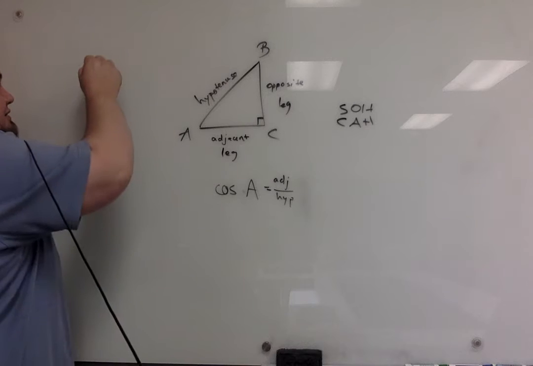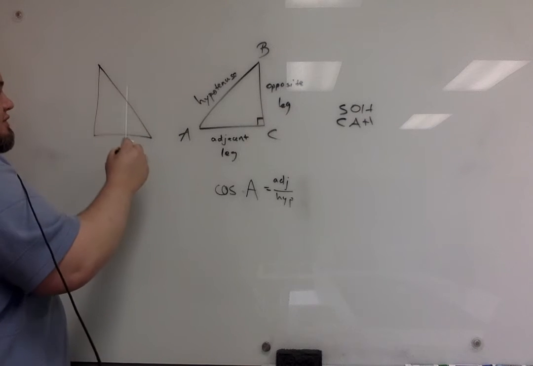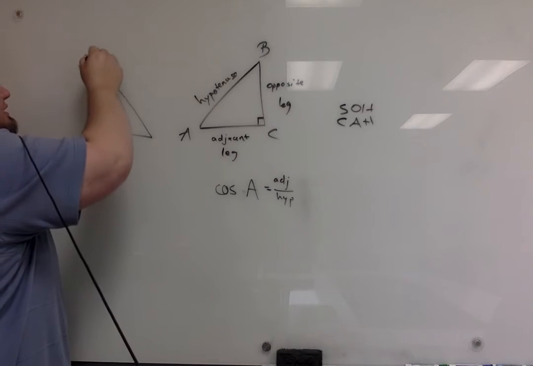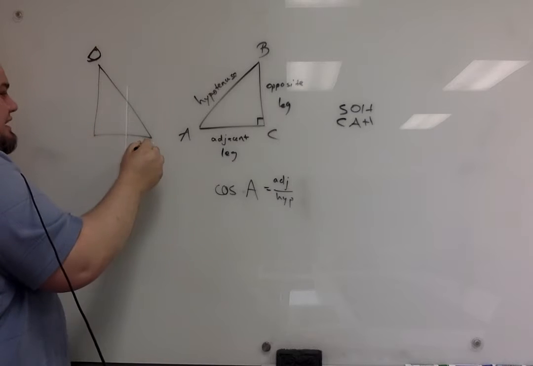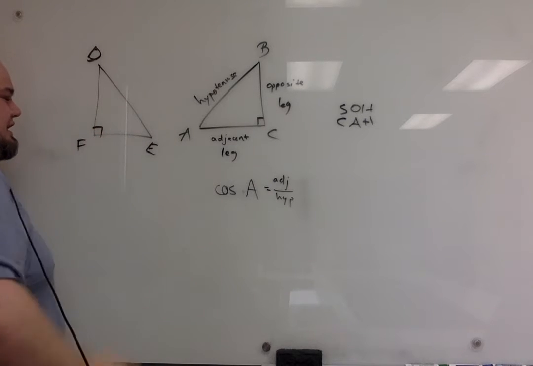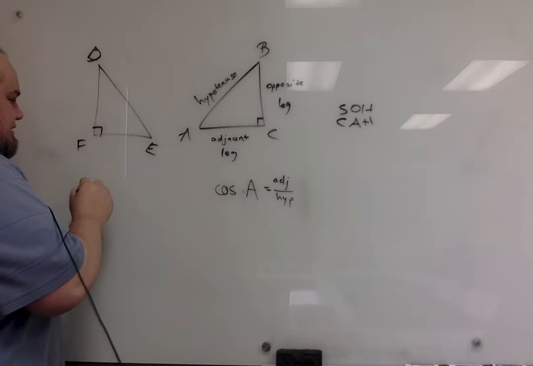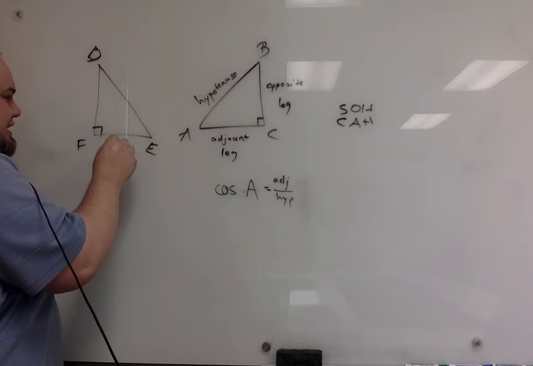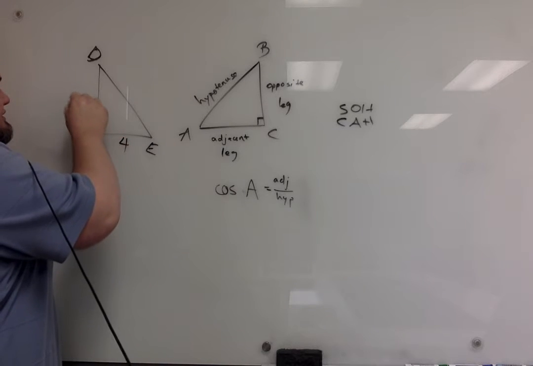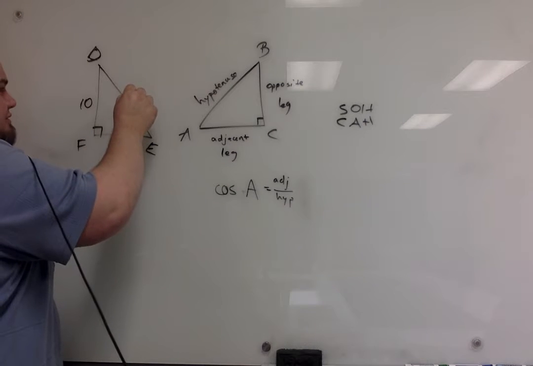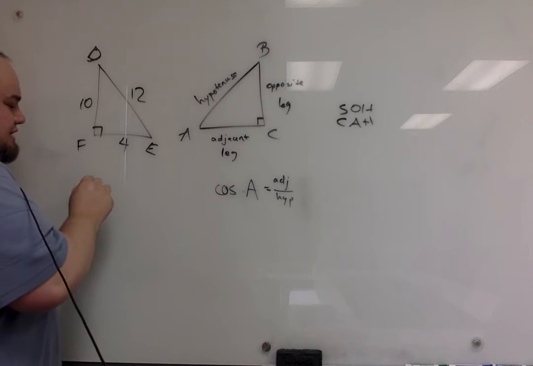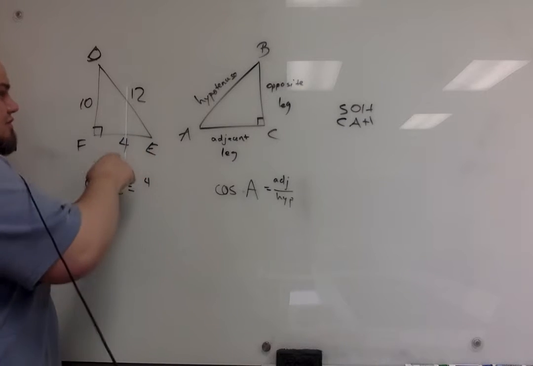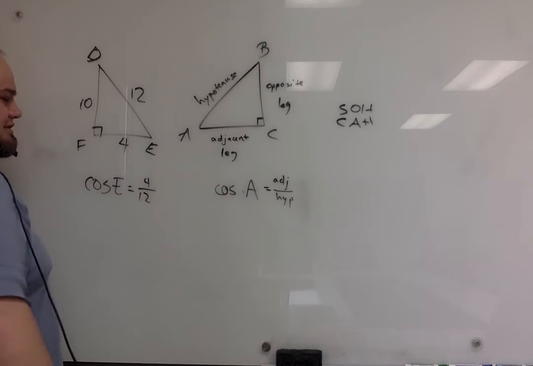Let's say we had a right triangle, and over here is angle C. Oh no, let's make this one angle D. And then E and F is our right angle. If we're trying to find cosine, and we knew some of the side lengths, like let's say we had 4, 10, and 12, then cosine of angle E is going to be the adjacent leg, 4, over the hypotenuse, 12. So as a fraction, it would be 4/12.